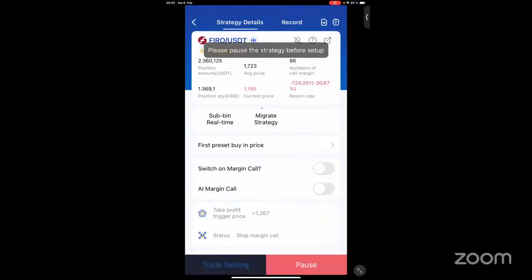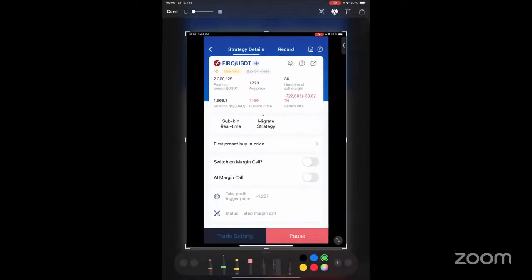Now, first buying preset. So those who have been picking signals, sometimes you don't buy at the current price. They give you a price to buy at. So before you start the trade, after you are done with the trade sets and you tap on first preset buying price, then you type the amount there, then you tap on the start or activate. Switch on margin call. If I turn this on, it will continue to buy 87, 88, 89 until I put a stop to it myself.